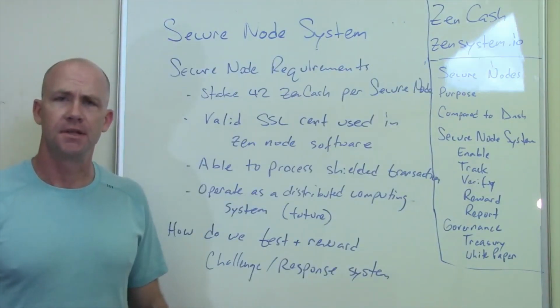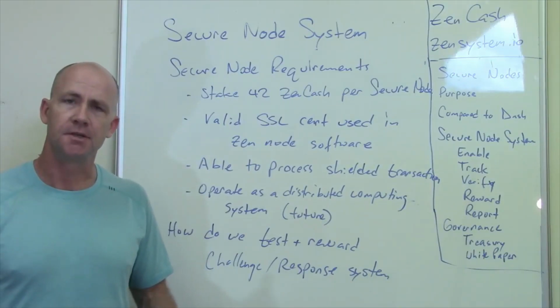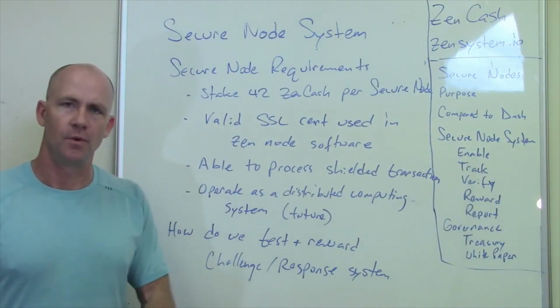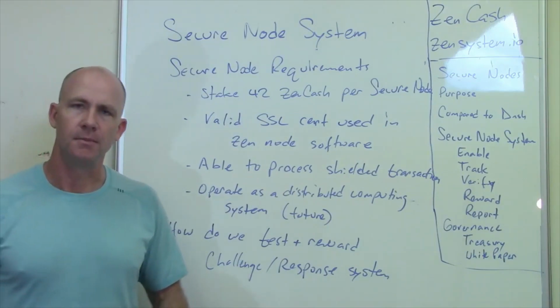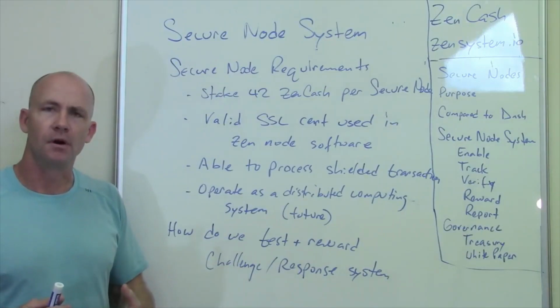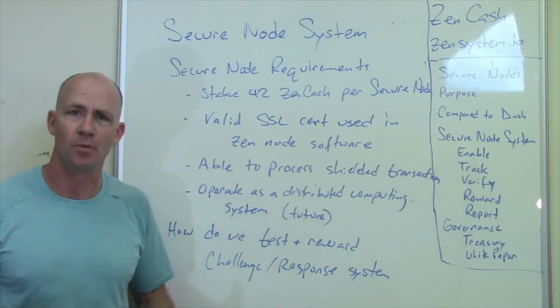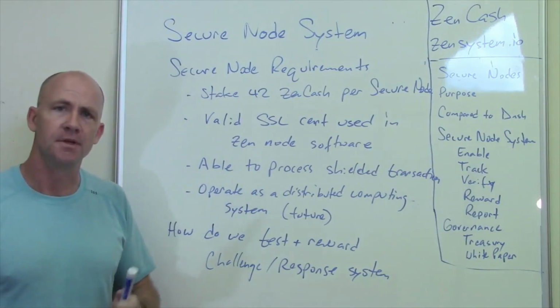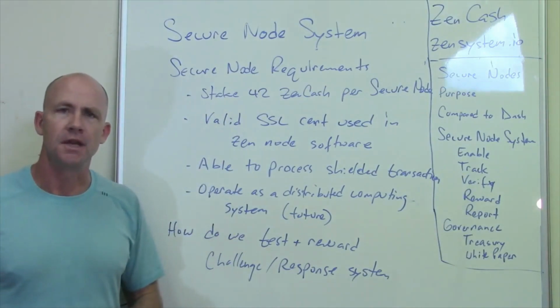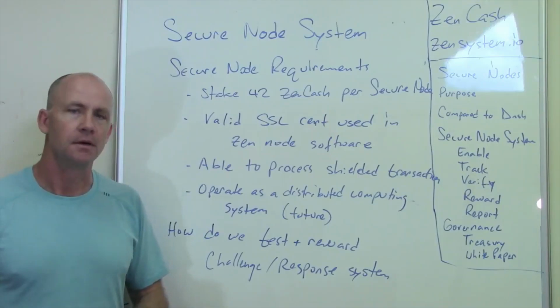Now that we've discussed the purpose of the Zen node system and how we're going to go about funding the creation of it, let's talk briefly about what the Zen secure node requirements are, and then we'll go through the system that we're putting together to make it happen. So, secure node requirements: we want the people that are running secure nodes to be bought into ZenCash and what we're doing. So we want them to own some ZenCash. 42 ZenCash is what's required for each secure node that you want to operate.